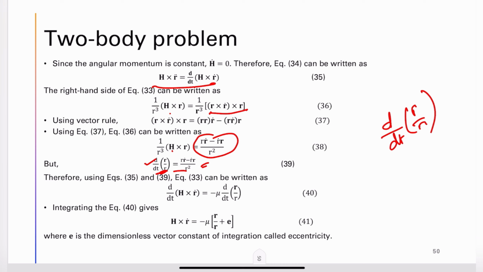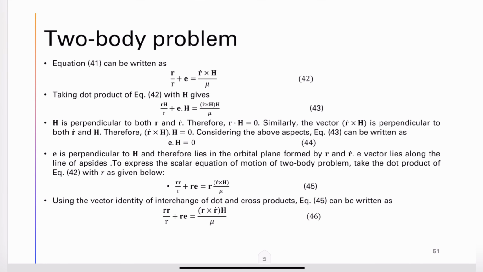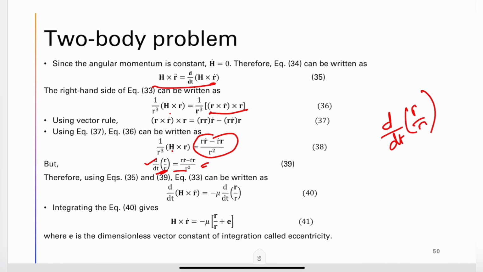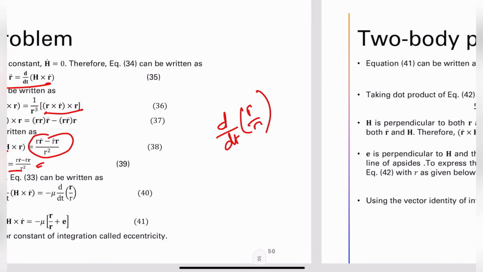By integrating the above equation, we get h cross r dot is equal to minus mu r by r plus e. This e is very important. This e is nothing but a dimensionless vector of integration, and it is called eccentricity. It is a vector again. And this is what we have arrived at. Then we are going for the next thing. So this expression is rewritten in this form.